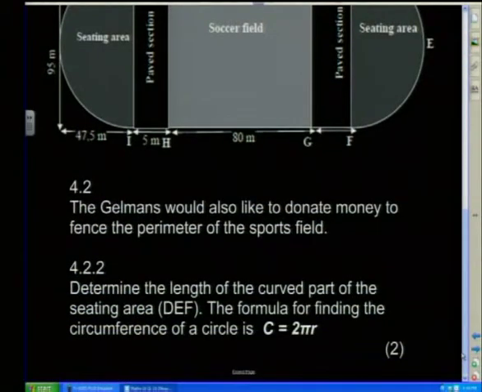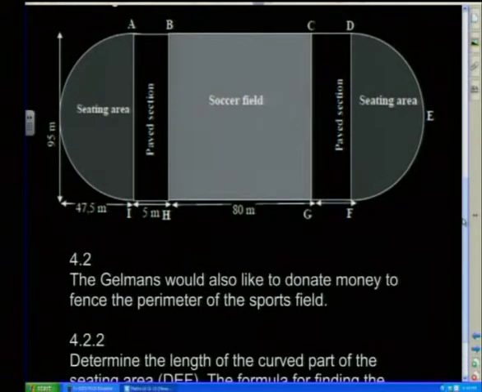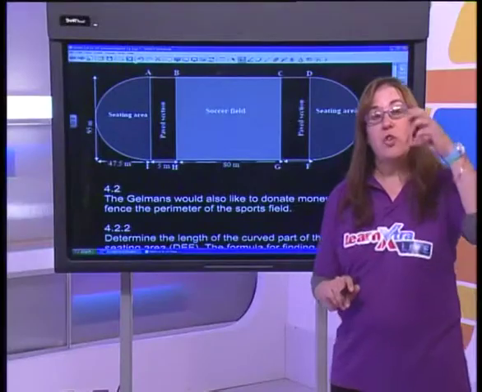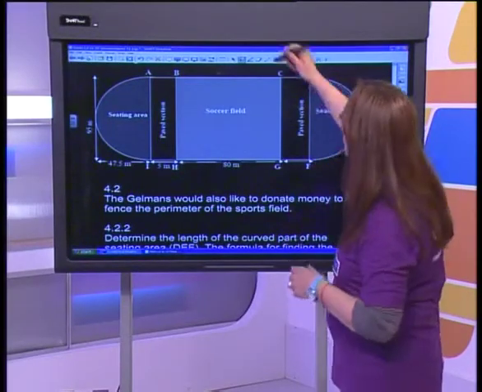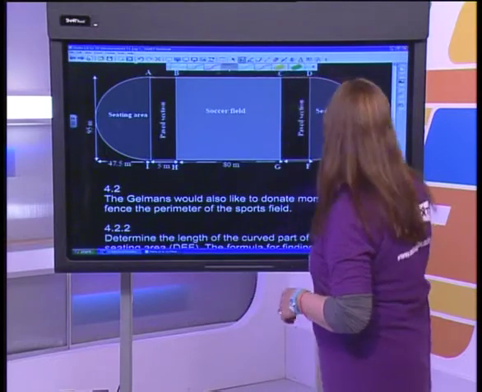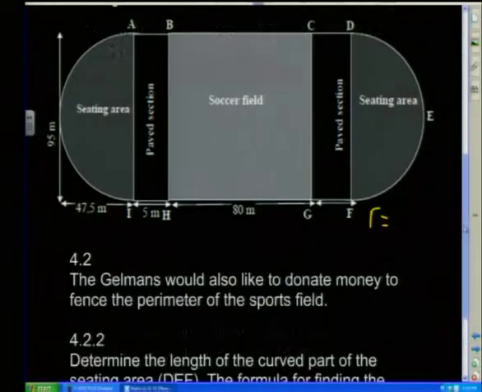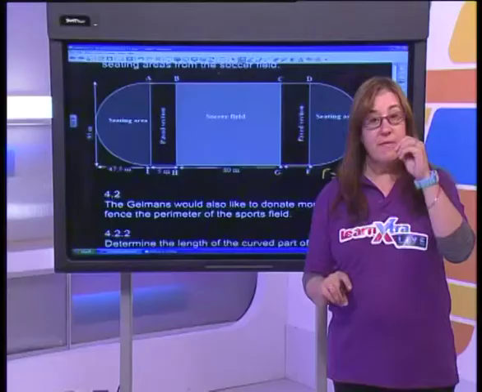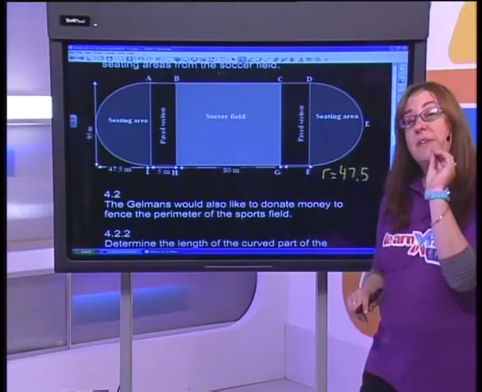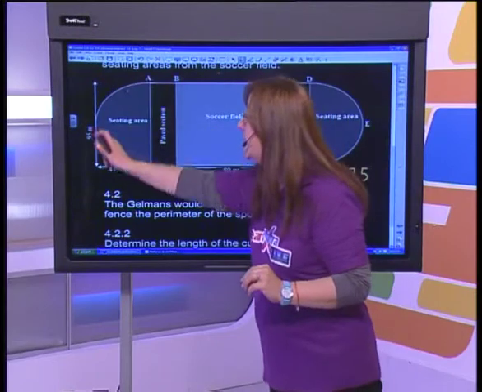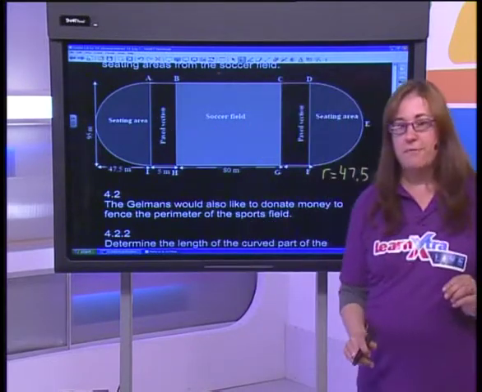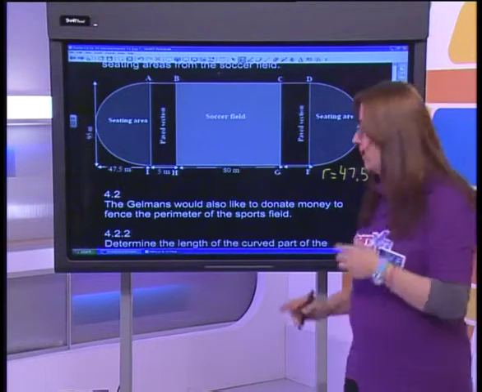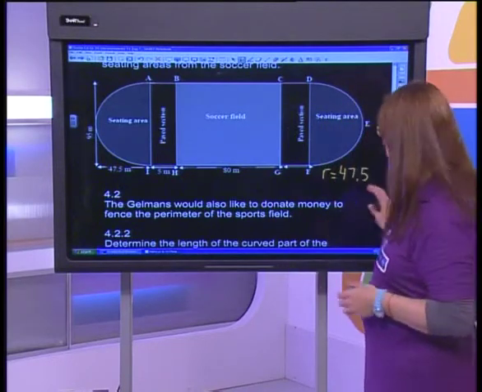Right, now we want to determine the length of the curved part, this DEF. So let's find DEF. So remember they told us that was a semicircle. They also told us the radius. So I want to find my radius again. My radius was 47,5 meters. So they've given us our radius. In fact, they didn't even need to give us the radius because we have the diameter of 95. So my radius is clearly half of the diameter. And we can see that that's perfect.